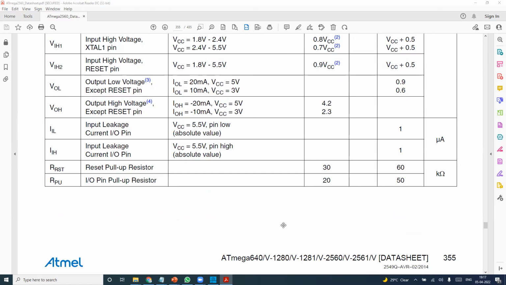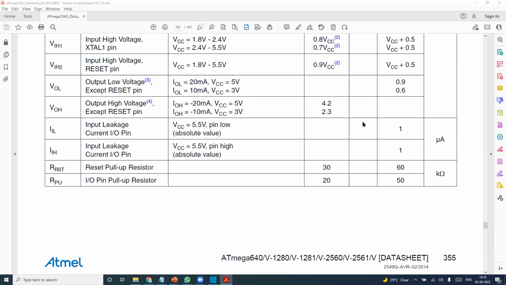The last class I told about this. If you remember, sinking and sourcing. From the pin, if the current can go out, that will happen when the pin is 5 volt. The current will go out. That's why we call this output high current, IOH.